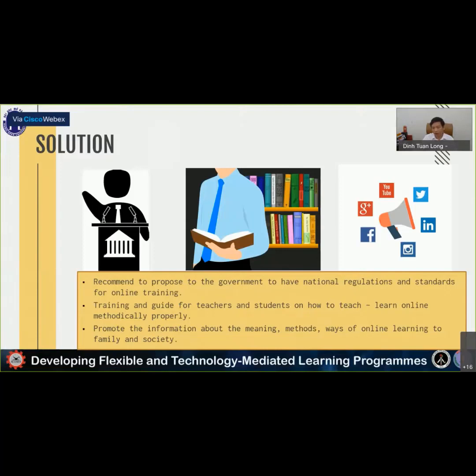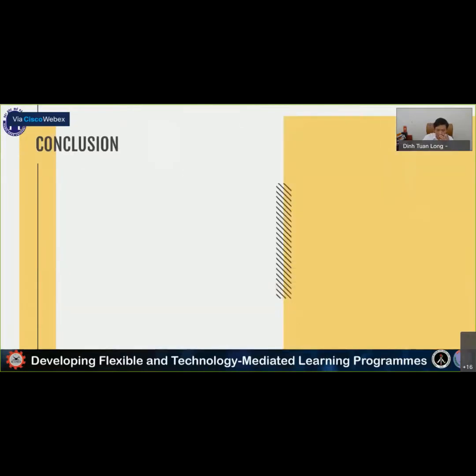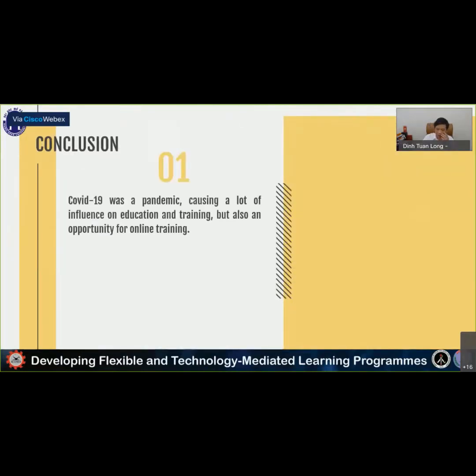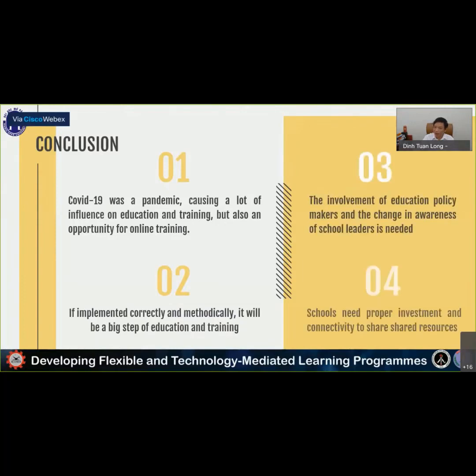Training and guidance for teachers and students on how to teach and learn online. We need to promote information about the meaning, method, and way of online learning to families and society. This is very important because if we cannot explain online learning and e-learning to society, in the near future, sometimes they will think that e-learning is not very good and not effective.